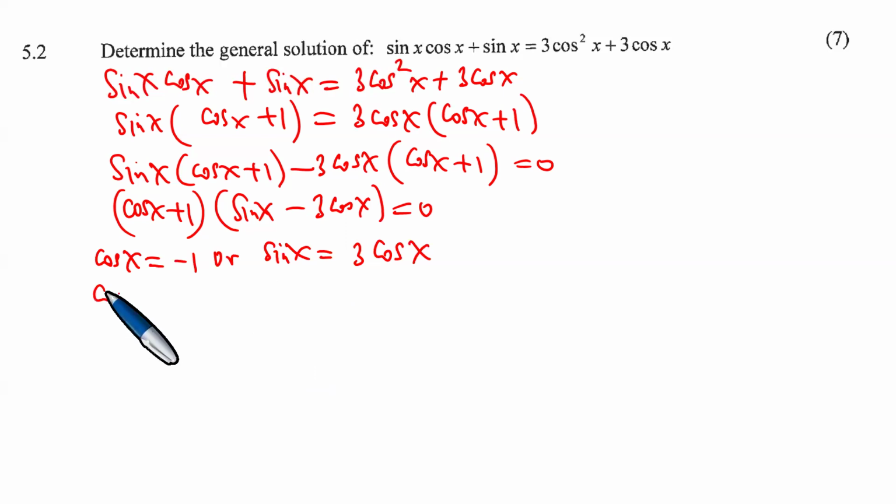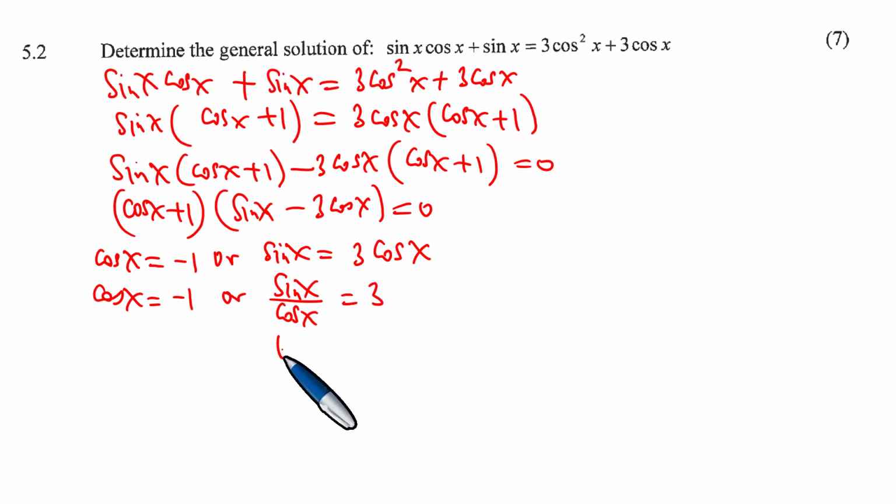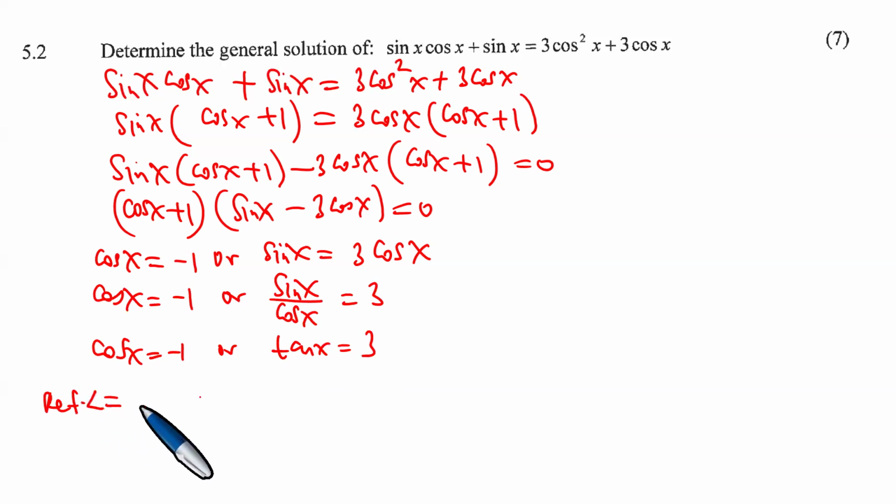Okay, before we get our reference angles, let's just write a trivial step here. Cosine x is minus 1. And then here we can divide by the cosine. And this is cosine, which is 3, right? And obviously it gives us tan x equals 3. Or cosine x equals minus 1. So what do we do here? We get the reference angles. And what is the reference angle here?